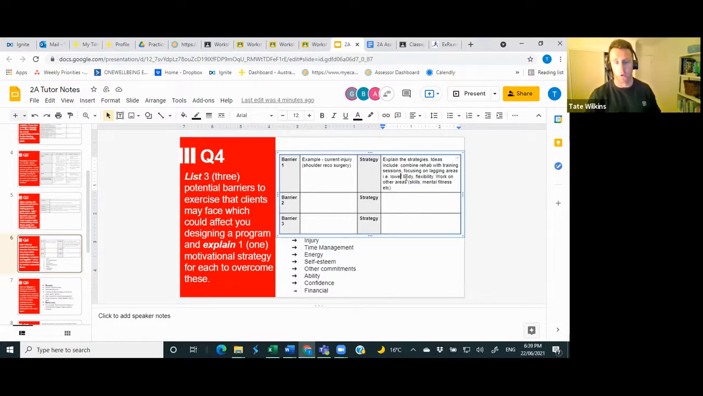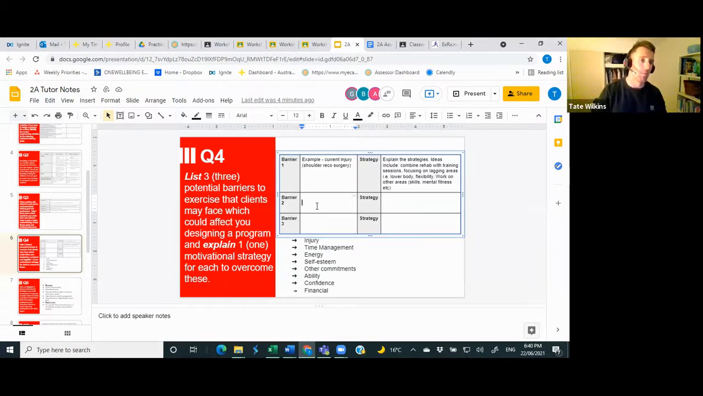We could work on lower body. We can work on flexibility. We can work on even things like skills and mental fitness. So that's one, and they want 3. As I said, I put down a few there for you to choose. So what I want you to do is just choose 3 and then put down a strategy for each. So injury, I've covered there.